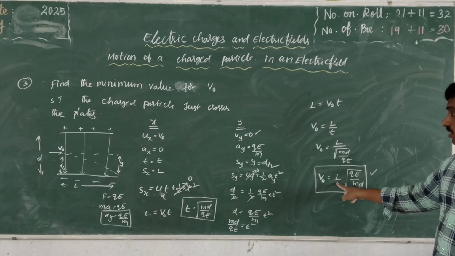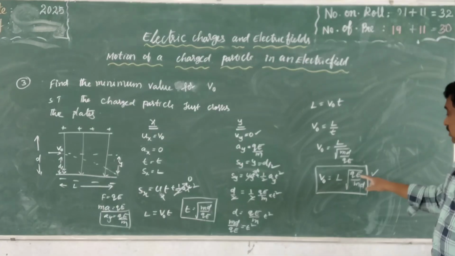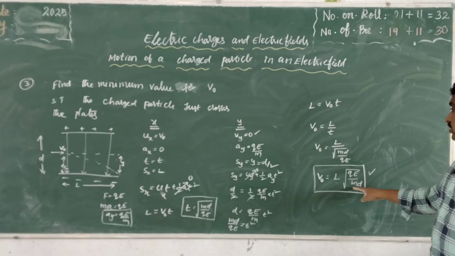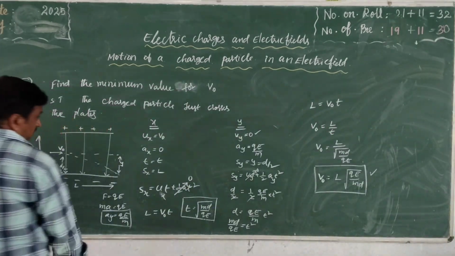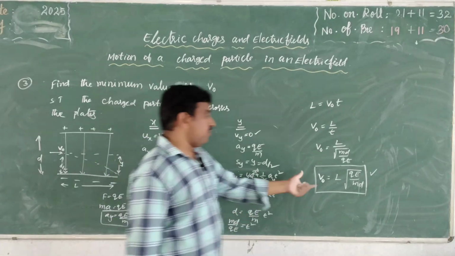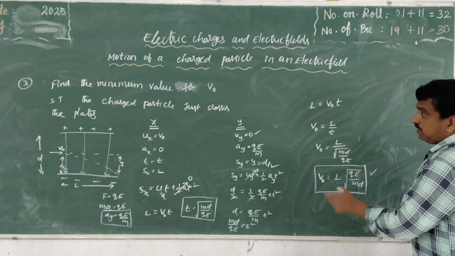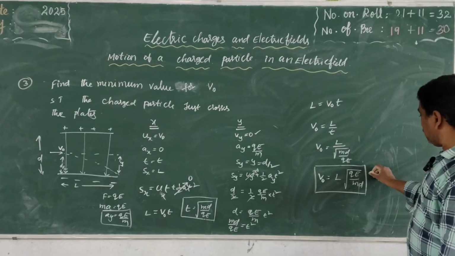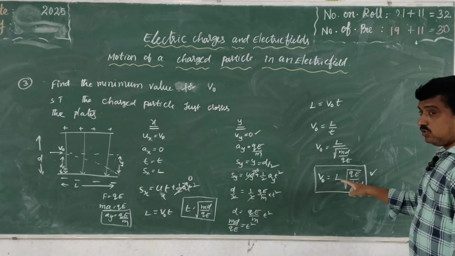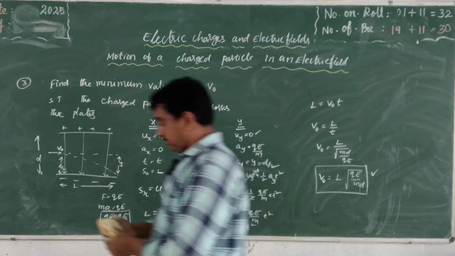L is the length of the plates, q is the charge of the particle, E is the electric field, m is the mass of the charged particle, and d is the distance between the plates. We can use this formula to find the initial velocity of the charged particle so that it just crosses the plates. For just crossing the plates, the initial velocity is v naught equal to L into root of qE by md.